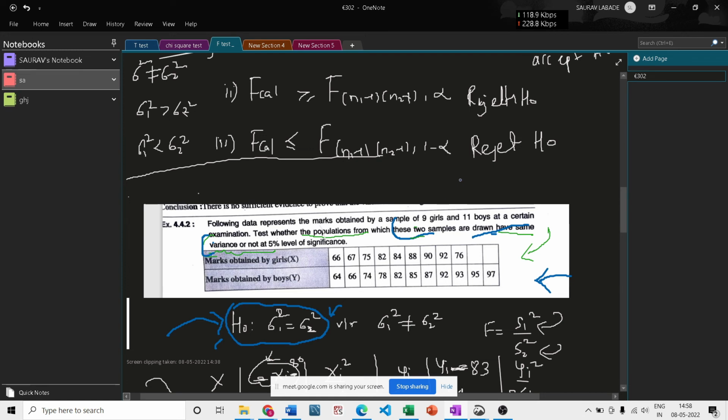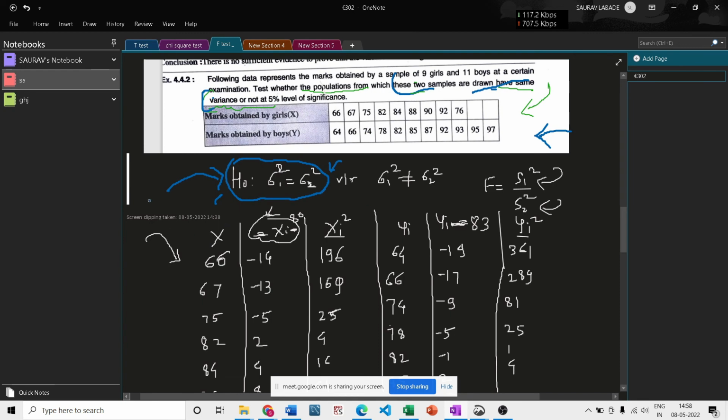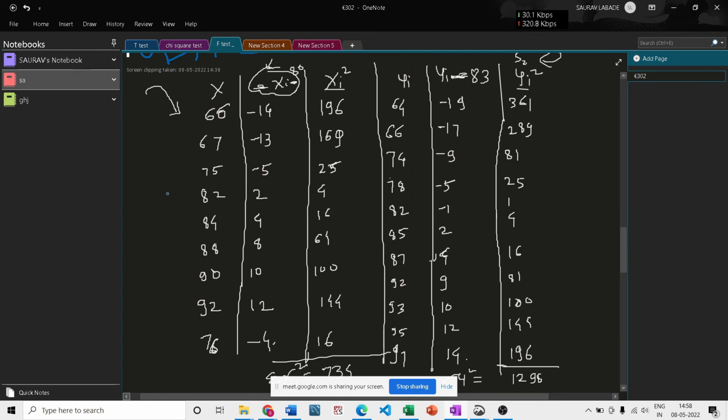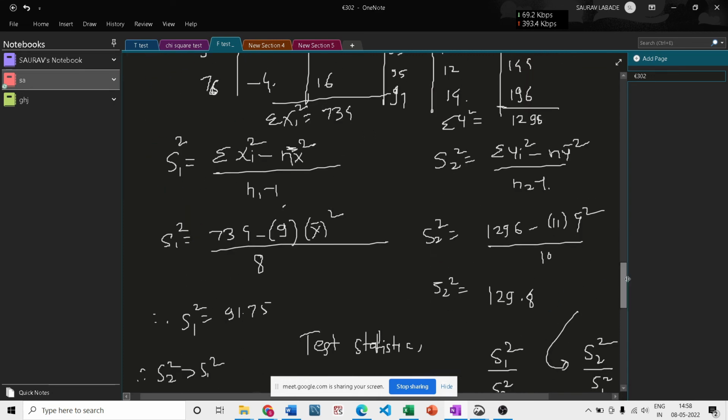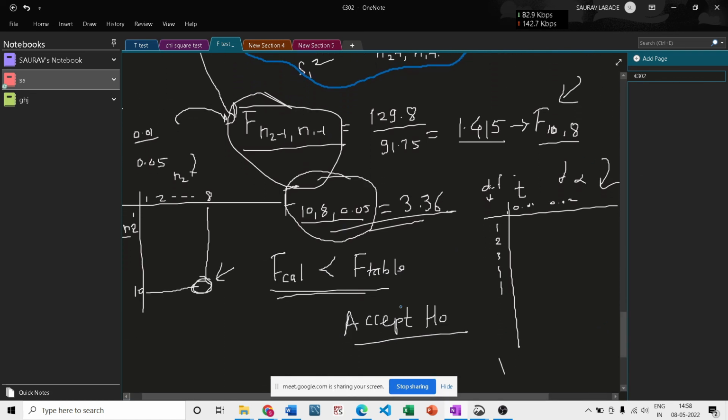If this kind of example is asked in the exam, always remember the mark system. One mark will be for defining the null hypothesis and alternative hypothesis, right? After that, 3 marks will be for the calculation and finding the test statistic. And 1 mark for taking the correct decision, whether to accept or reject.